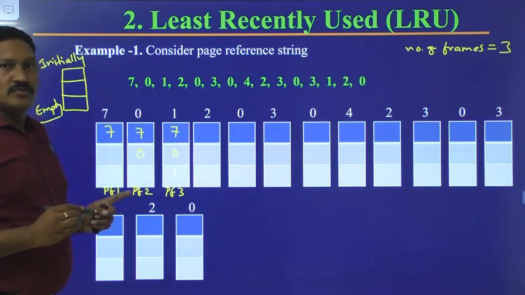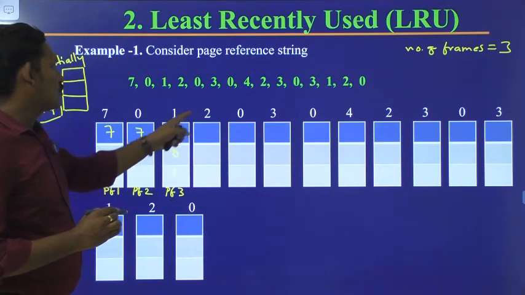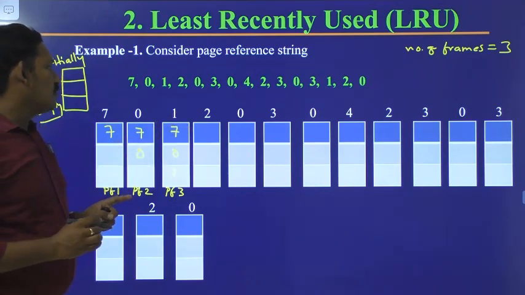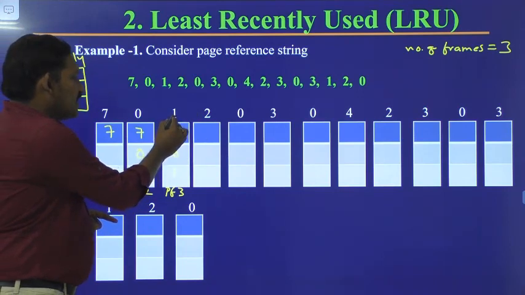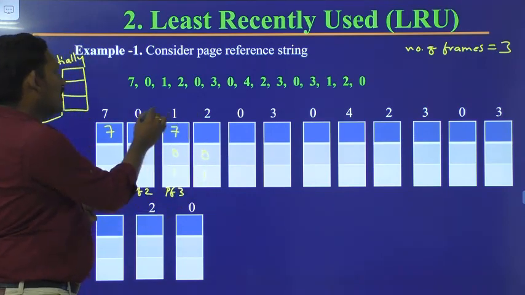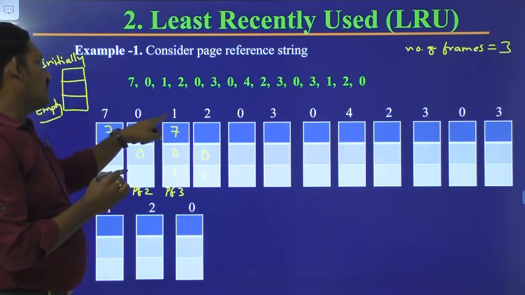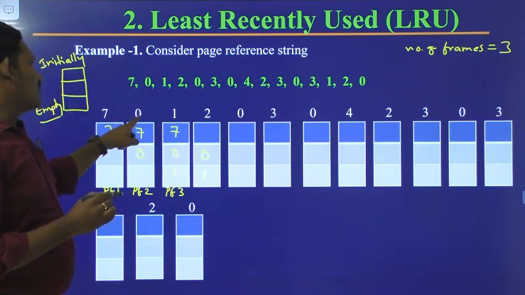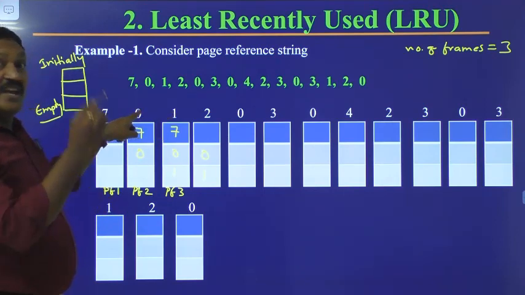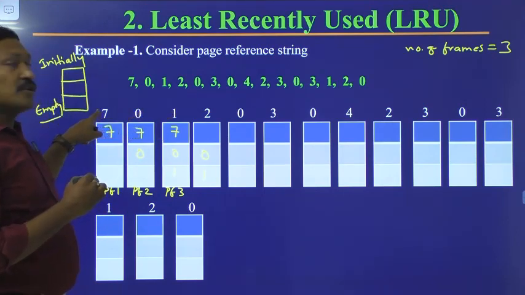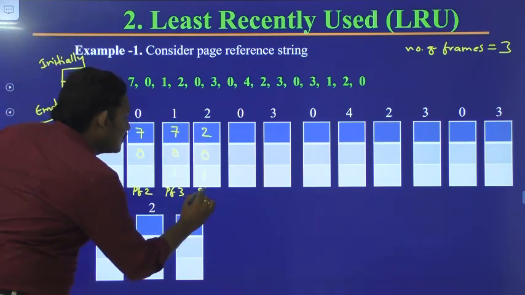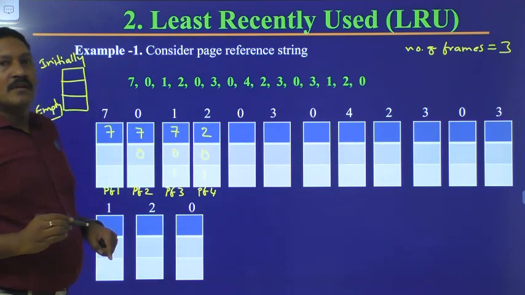Now comes our technique, least recently used technique will come into act. So 2 is to be replaced. Which is to be removed? Recently used is 1, so 1 should be there. Before that we have 0, 0 should be there. Least recently used is 7 out of these 3. So we have to remove 7. That's why we have to replace 2. So page fault 4.